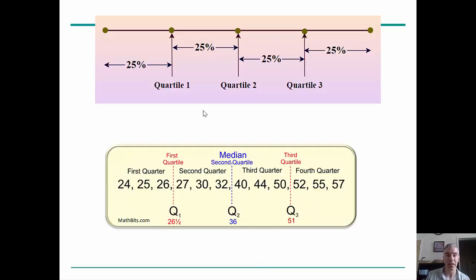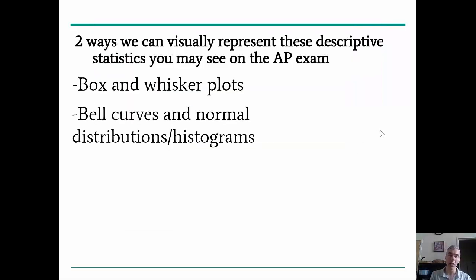And here's showing you kind of what I mean by that. If we laid them all out, this is where the quartiles, the 3 that divide into 4 parts, and here shows you actual data that would tell us what is the first quartile, the median, and the third quartile. So we can visually represent these descriptive statistics in 2 different ways that you could see in the AP Bio exam. They can always throw in other ones, right? But these are 2 that they tend to focus on, and I've seen them many times on the AP exam. So those are box and whisker plots, and also bell curves, normal distributions, or histograms.